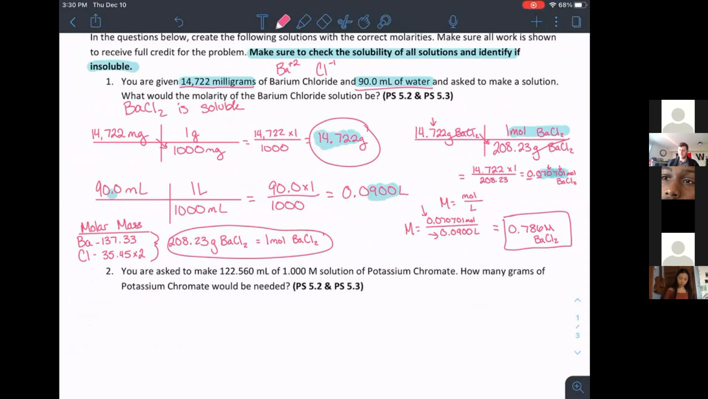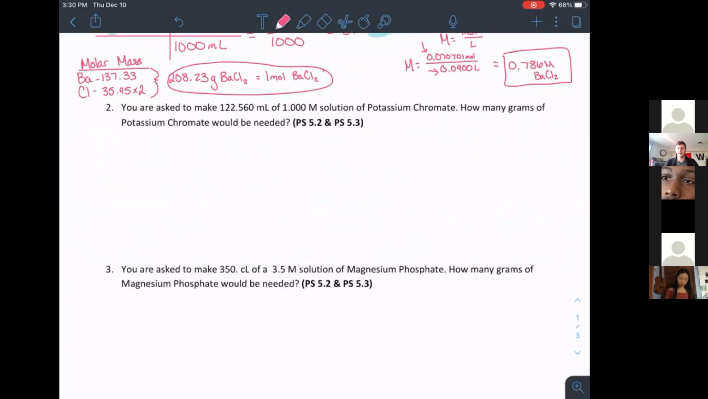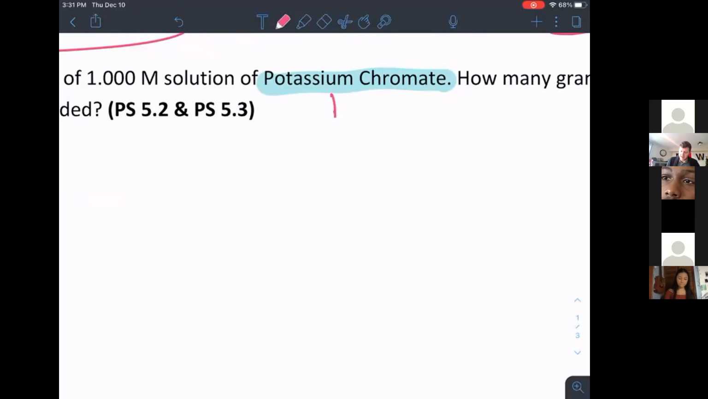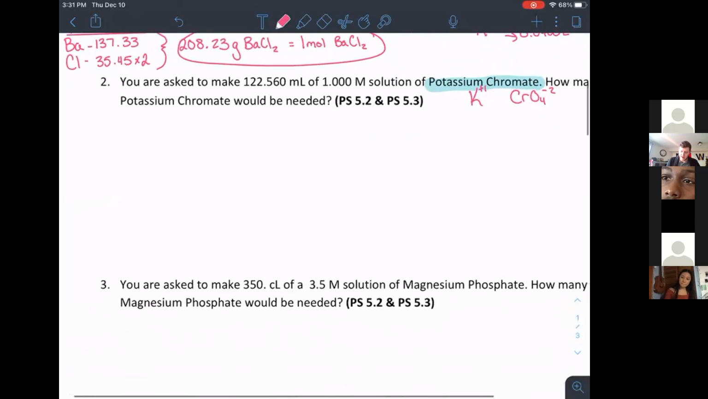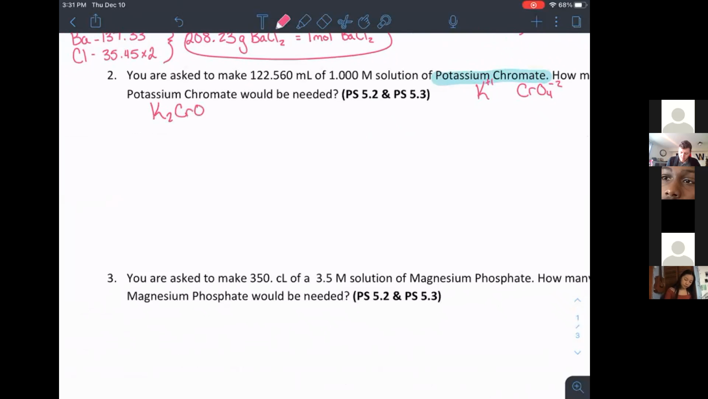All right, so the second one, I apologize for that second one first, just because potassium chromate wasn't on your solubility chart, so you might have had to look that one up. And I apologize for that, just because if you didn't have to look it up, it would have made your life just a little bit easier. So if we remember potassium chromate, so potassium is K with a +1 charge. Chromate is CrO4 with that -2 charge, which means potassium chromate is K2CrO4, and it's going to be soluble, which means we have to do this problem.